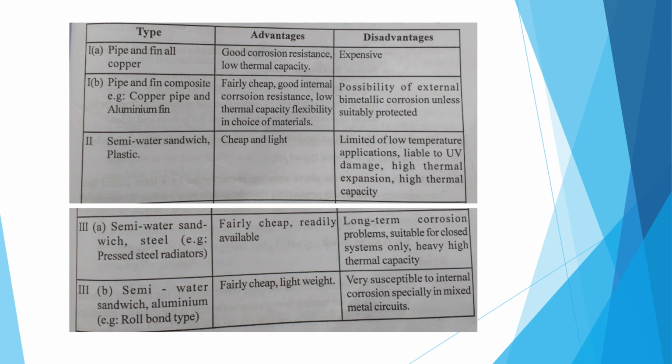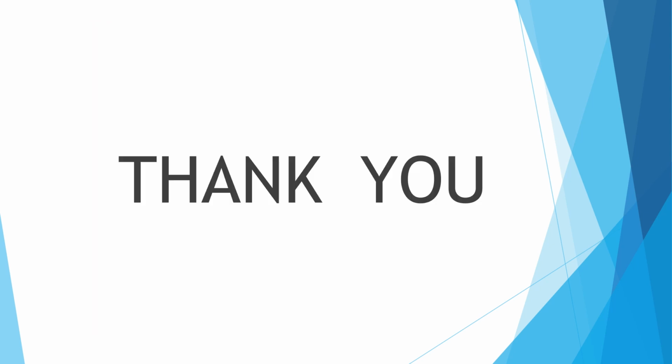This is semi-water sandwich steel. This is semi-water sandwich aluminium. Example is roll bond type. Its advantage is it is fairly cheap and lightweight, and its disadvantage is it is very susceptible to internal corrosion, especially in mixed metal circuits. Thank you.